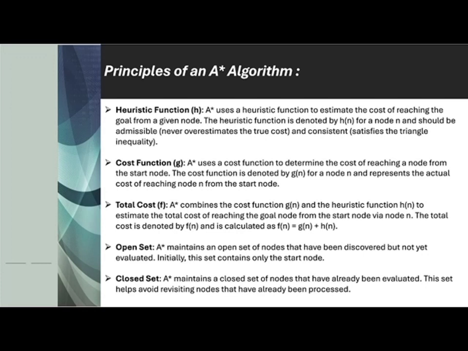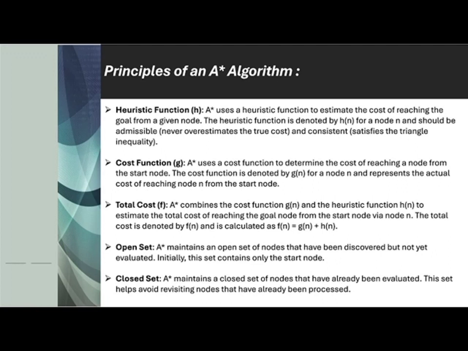The third one is the total cost f. A-star combines the cost function g(n) and the heuristic function h(n) to estimate the total cost of reaching the goal node from the start node, through the node n. The total cost is denoted by f(n) and is calculated by the general function f(n) is equal to g(n) plus h(n).